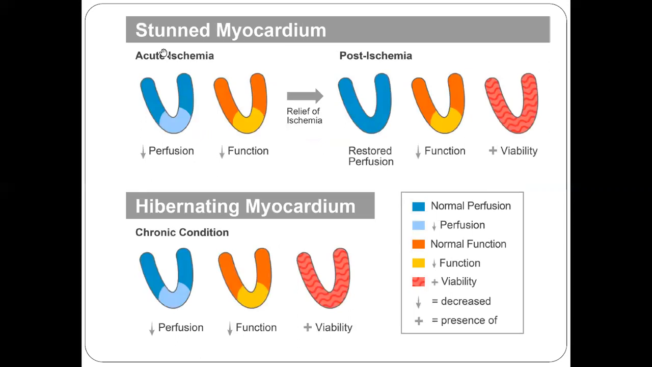In stunned myocardium, you can see here acute ischemia with decreased perfusion, so there will be decreased function. After the relief of ischemia, perfusion is restored, but the function remains low for some time, though the tissue is completely viable. This is called a stunned myocardium. Hibernating myocardium is a chronic condition where there is decreased perfusion and decreased function, but the viability is maintained.